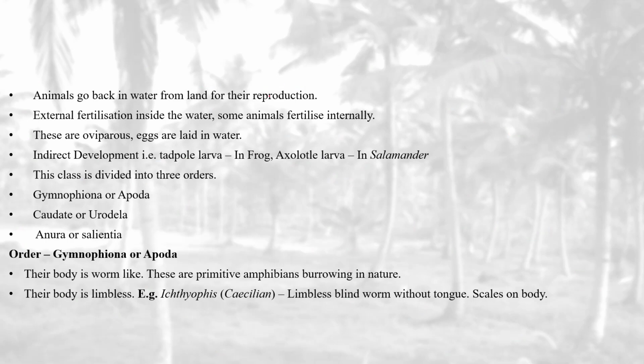Animals go back into water from land for their reproduction. Okay, amphibians need water for their reproduction. External fertilization takes place inside water. In some animals there is internal fertilization. They are oviparous, means they lay eggs. They show indirect development. Tadpole larva is there in frog, and axolotl larva in case of salamander. So please remember the names of the larvae: axolotl larva in case of salamander and tadpole larva in case of frog.